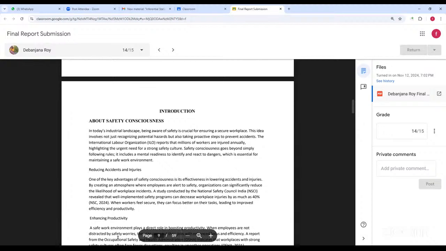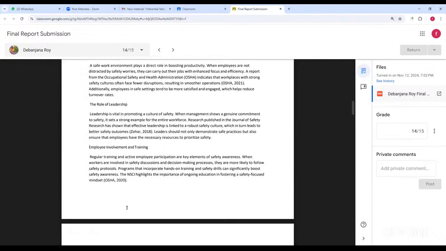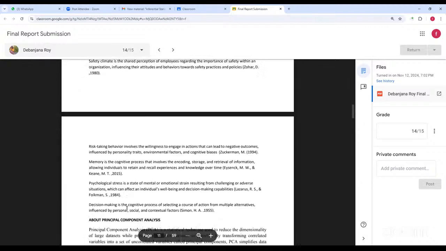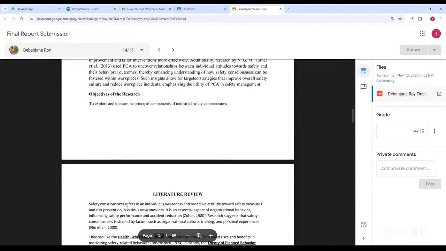Next, you have to write down the introduction of safety awareness and correspondence analysis. Next will be objectives of the research. Next will be the literature review.